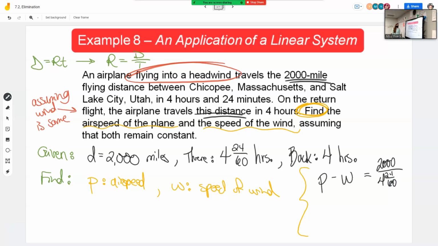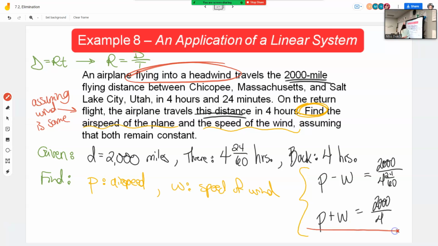Rate equals distance over time. But on the way back, we're assuming the wind didn't change. So P plus W, technically with vectors, if I wanted to make it spiffy, but I'll just leave it simple and plain with little baby letters with no vector arrows. I'm going to travel that 2,000 miles in only 4 hours. And all of a sudden, I have a what? Two equations. You have a system.